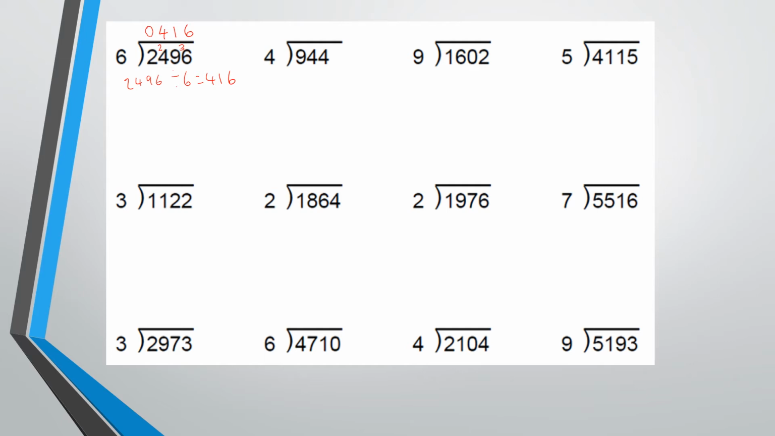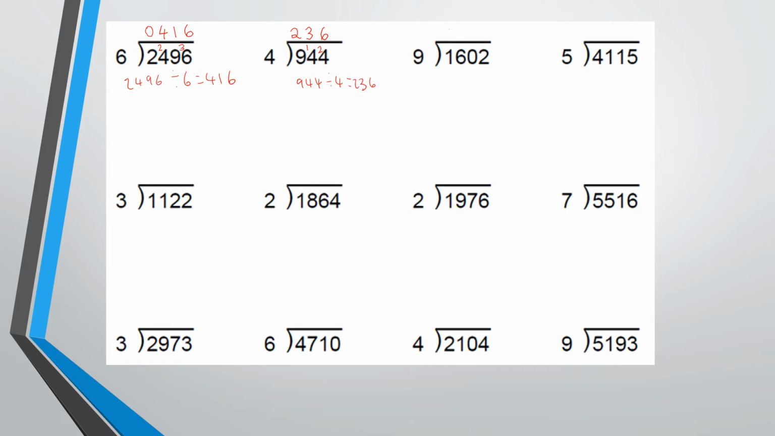Next one, so 4 will go into 9 twice, so 4, 8 with 1 left over. 4 is going to go into 14 3 times because 4, 8, 12 with 2 left over. And 4 is going to go into 24 6 times. So 944 divided by 4 is 236.